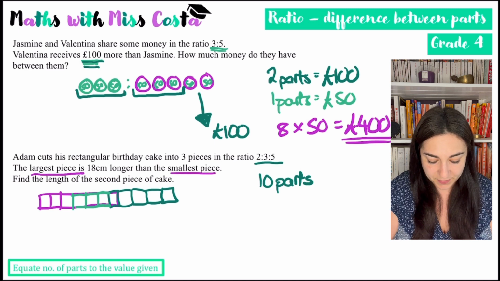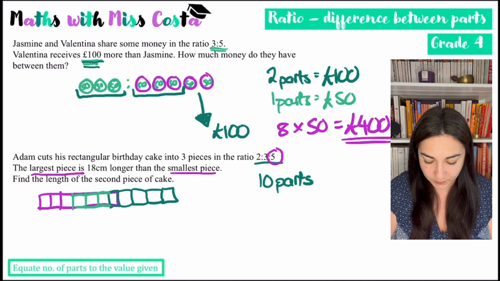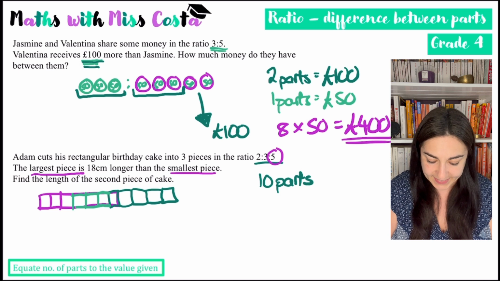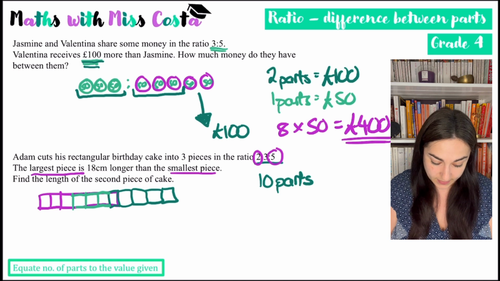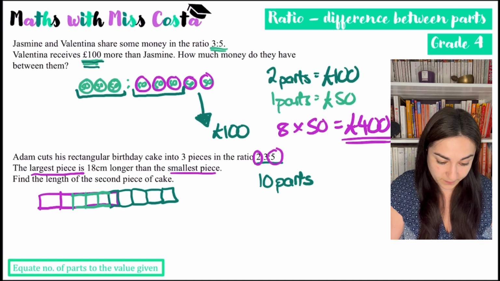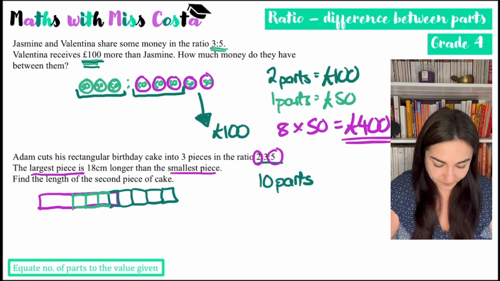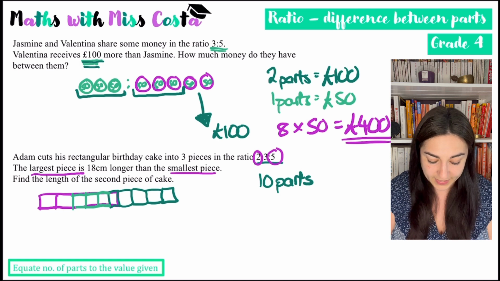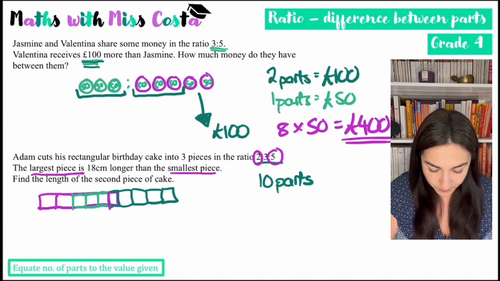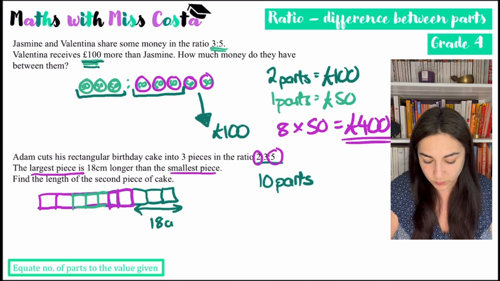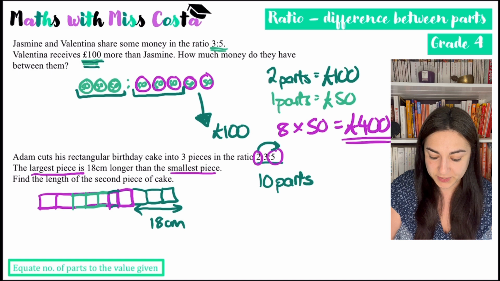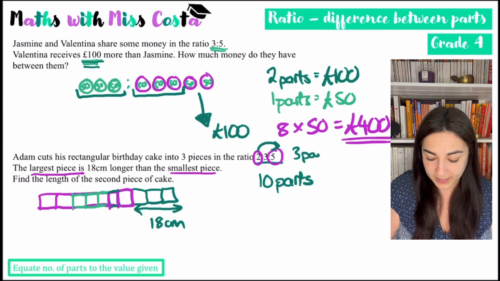Okay, so let's have a think about this. The largest piece is worth 5 parts, and it's 18 centimeters longer than the smallest piece. So what's the difference in parts? Well, that's 3 parts. Oh, I've done this wrong. Sorry, that should just be 2 parts. And that's where I went wrong. Okay, so I know that 2 parts is what is equal to this. So therefore, 3 parts must be equal to 18 centimeters. The difference between 2 parts and 5 parts is 3 parts.